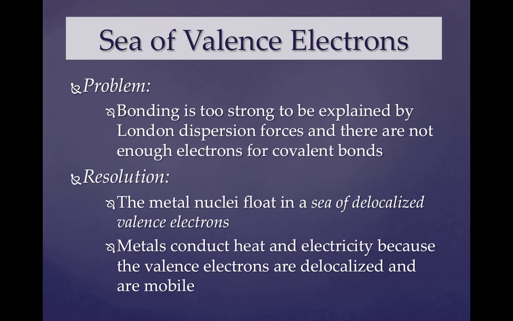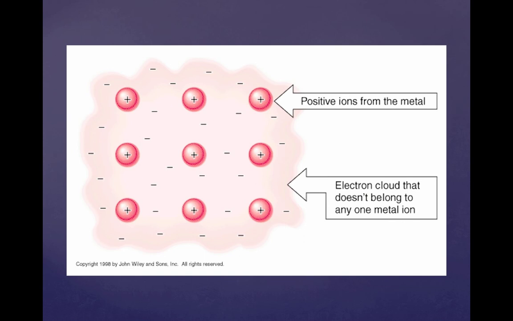Metallic solids are basically metals. It's the whole idea of the sea of valence electrons. They're very ductile and malleable. These metallic solids have the hexagonal close packing or the face-centered cubic arrangement. The sea of valence electrons is how metals bond. In metals, the bonding is too strong to be explained by London dispersion forces, but there are not enough electrons for covalent bonds. What happens is all the metal nuclei float in a sea of delocalized valence electrons.